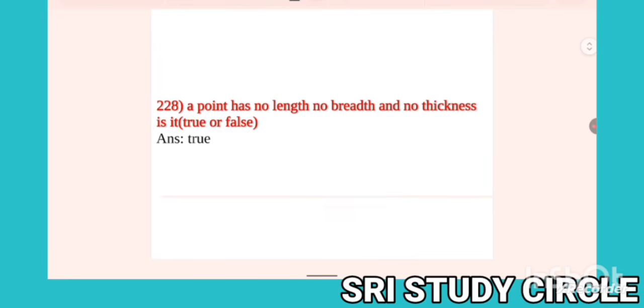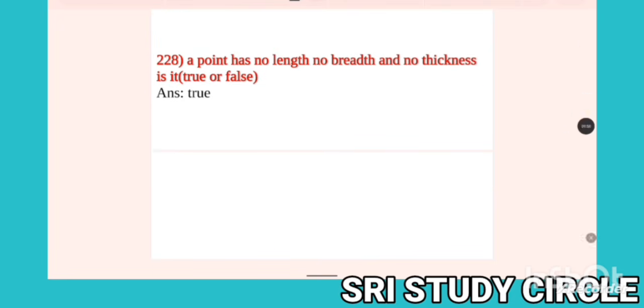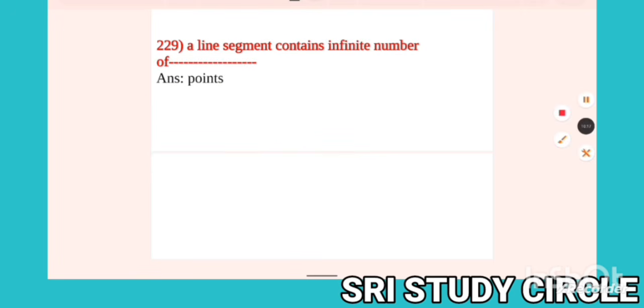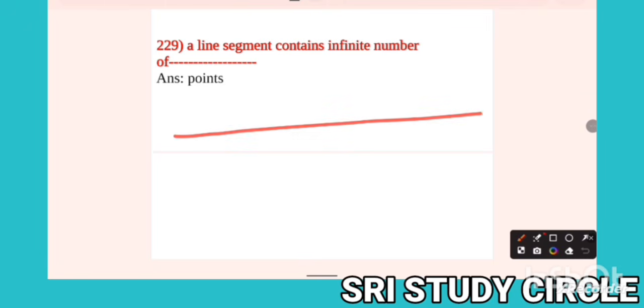Right, now next question. A point has no length, no breadth, and no thickness. Is it true? Yes, it is true. A line contains an infinite number of points. So these are all an infinite number of points.